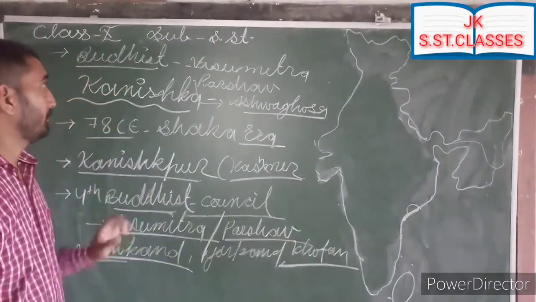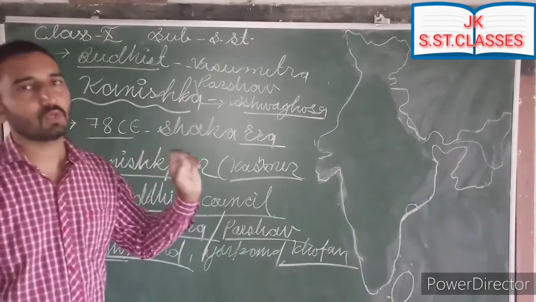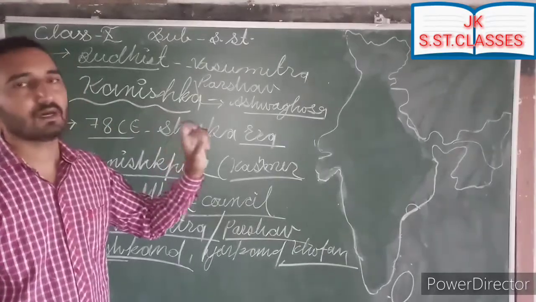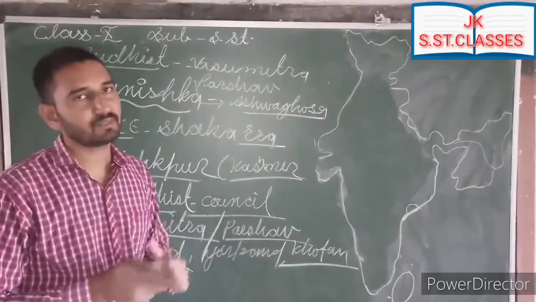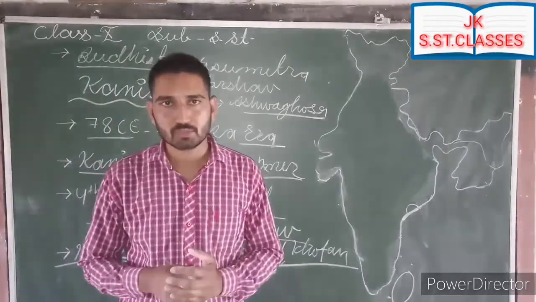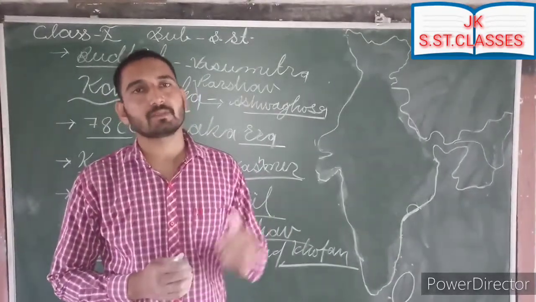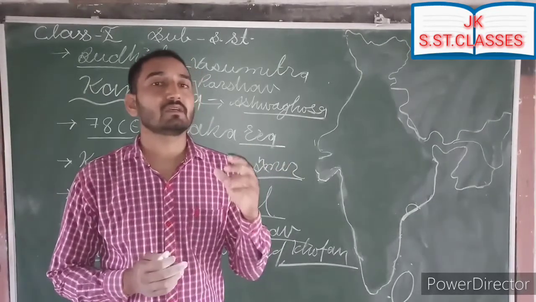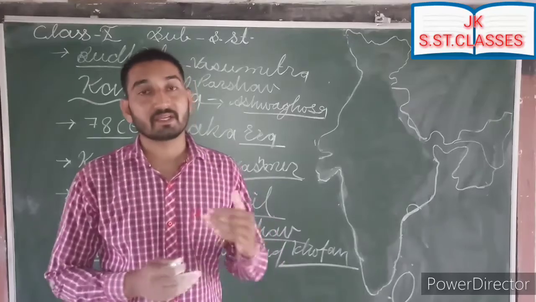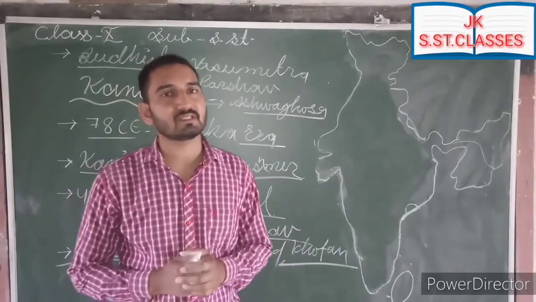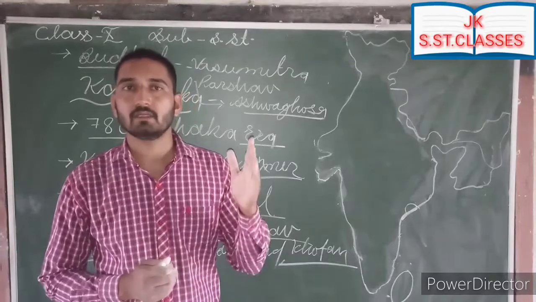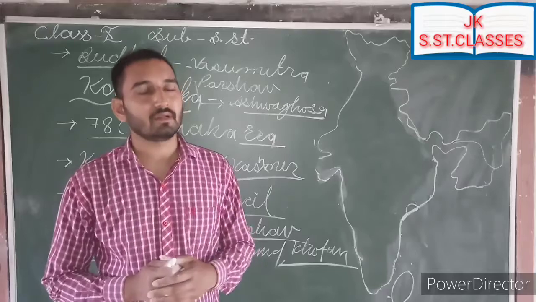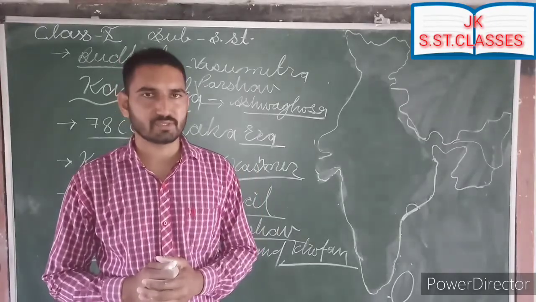Okay, now three major Buddhist scholars were present in the court of Kanishka, which were Vashumitra, Parsam, and Ashwagos. Along with that, the famous mathematician Nagarjuna and the great doctor, or we can say the great surgeon Chark, were also present in the court of Kanishka, and Chark wrote the Chark Samhita, okay, a very famous book related with surgery.